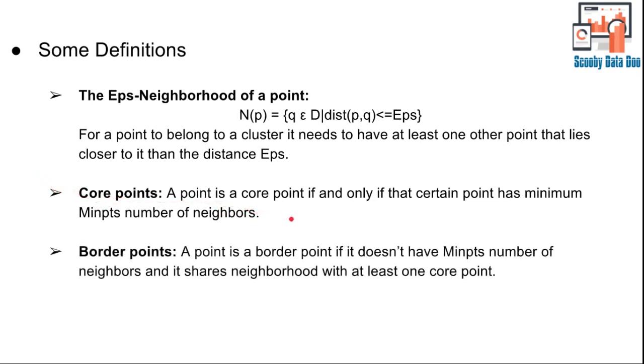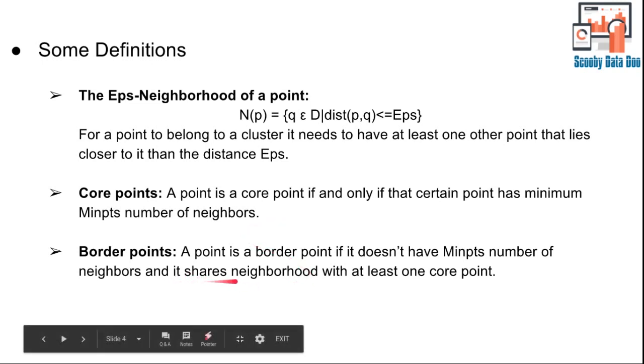Now, border points. A point is a border point if it does not have min PTS number of neighbors, but a border point shares neighborhood with at least one core point. That means a border point, obviously from the name, cannot be a core point, but at least it is sharing its neighborhood with one of the core points in the domain. This is a very important point to be remembered here.